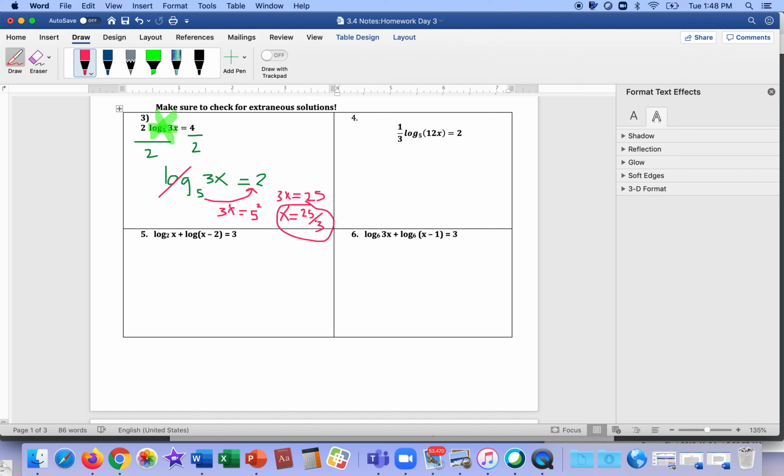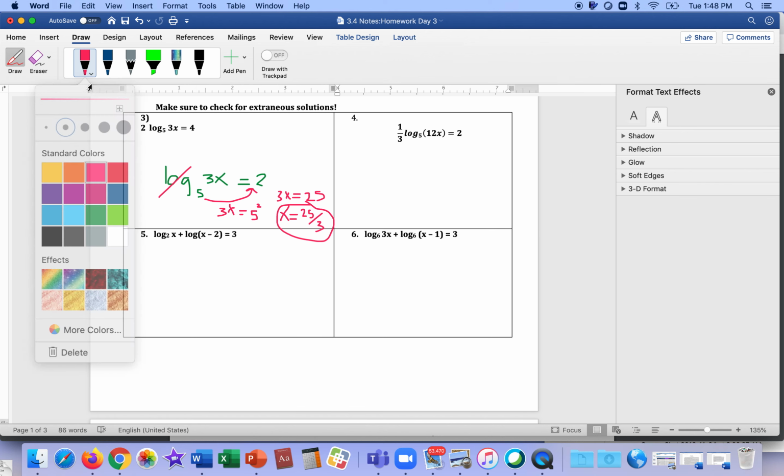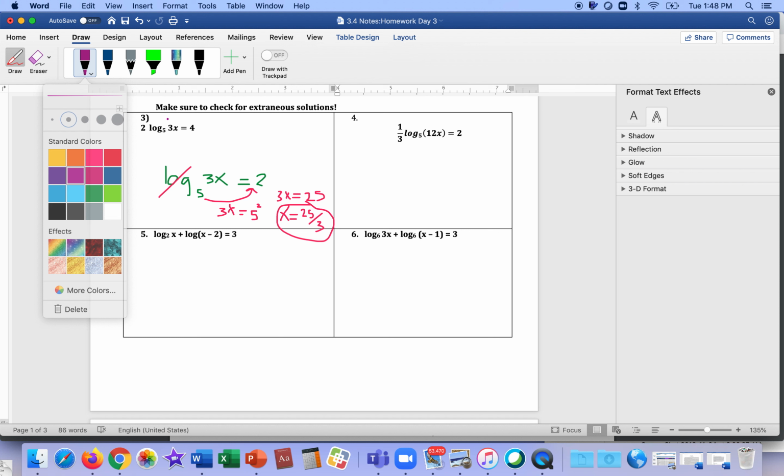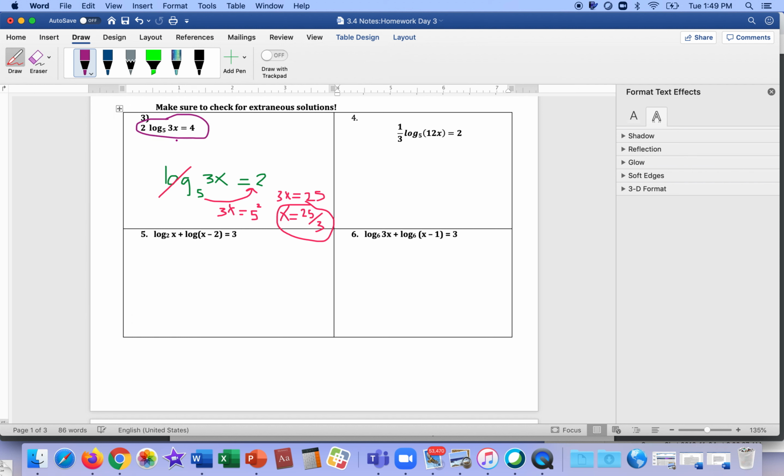So if I plug 25 thirds in for x, let's see what I would get. On the left side, we go back to our original problem and we want to make sure that it makes a true statement. So if we plug 25 thirds back in to our original, and come up here wherever we see x, we'll plug 25 thirds in right there. So what we would get if we plug that in, we would get 2 log base 5.